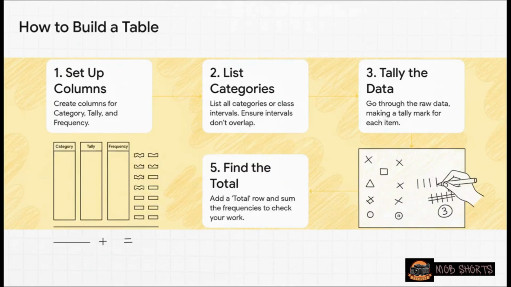And building one is really easy. Step 1, set up your columns. Step 2, list your categories or your class intervals. Now, a huge tip here, make absolutely sure your intervals don't overlap. We'll look at that in a sec. Step 3, go through your data, one by one, making a tally for each item. Step 4, count up your tallies to find the frequency. And Step 5, and listen up, this is for easy marks in the exam, always add a total row at the bottom. It's the best way to double-check you haven't missed anything.